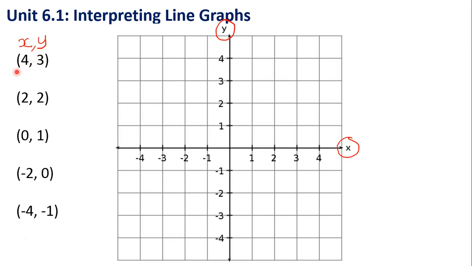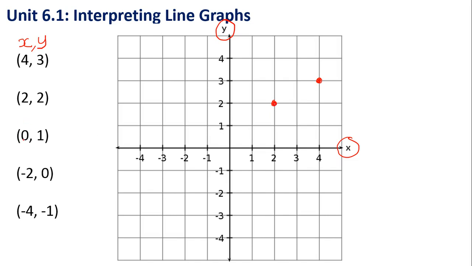So to plot this point 4, 3, we've got to go to our x-axis and find x equals 4. So we move to the right, find x equals 4, and then we've got to go up or down to y equals 3. So we've got to go up to y equals 3, and we can plot that first point there. Now, the second one, 2, 2. So again, on our x-axis, we've got to find x equals 2 here, and then we've got to go up to y equals 2. So we can plot that point.